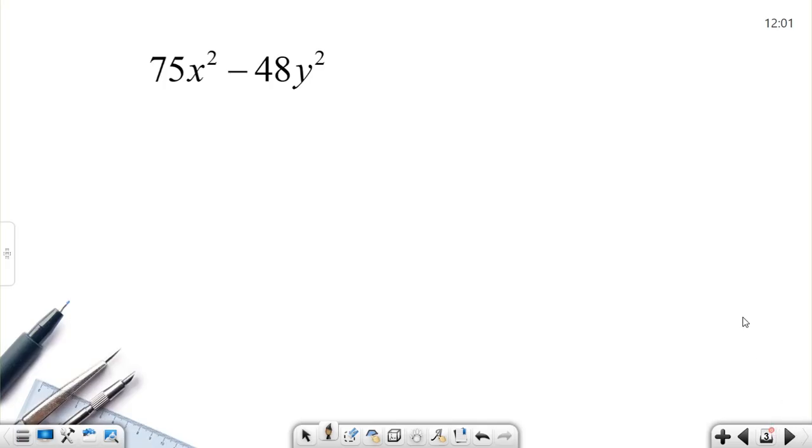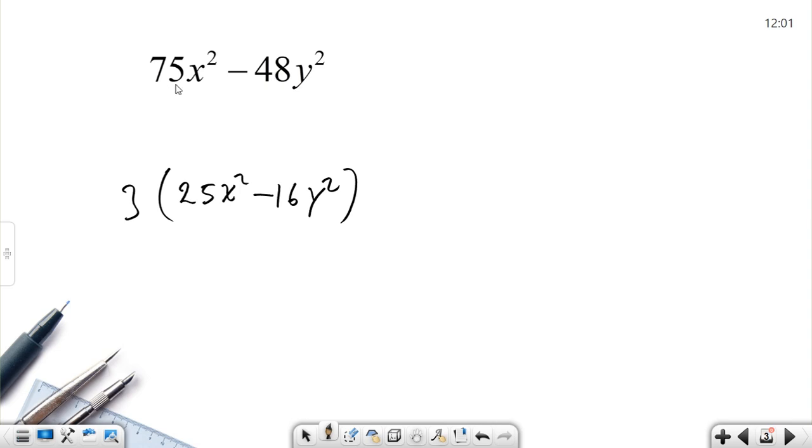Let's see another example. 75x squared minus 48y squared. Very interesting question. 75 is not a perfect square and 48 is not a perfect square. How can I factorize it? I can factorize it by the common factor. Both of them are divisible by 3. 75 divided by 3 is 25x squared. 48 divided by 3 is 16y squared.